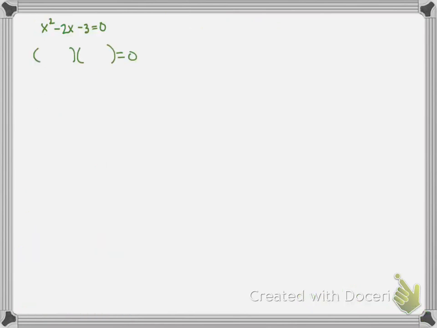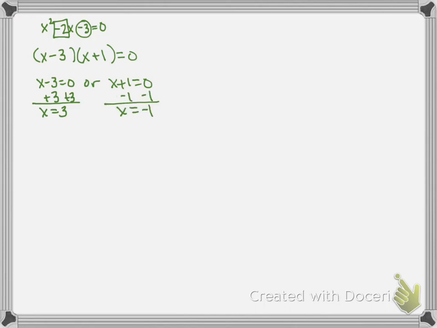Let's factor this. Put in our x's. Two numbers that multiply to negative 3 but add up to negative 2 are negative 3 and positive 1. Okay, that product equals 0, so let's use the zero product property. Let's set each factor equal to 0. X minus 3 equals 0, or x plus 1 equals 0. Solve for x. Add 3's. X equals 3. Subtract 1's. X equals negative 1. So we potentially have two solutions, 3 and negative 1.